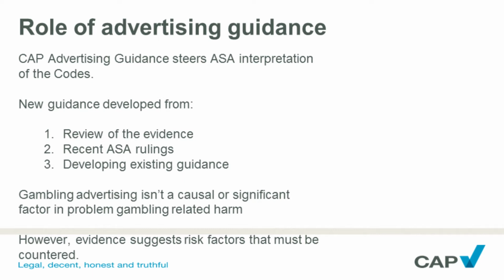I think there's an important balance that we need to strike with this. Gambling advertising isn't causal, it's not a significant factor in problem gambling, but of course there are risk factors that we've identified through many years of looking at gambling advertising and also looking at the evidence more recently. There are things that we don't think should be in gambling advertising because of the risks they pose, and we want to counter those and help the industry to ensure they're getting it right before they publish those ads.